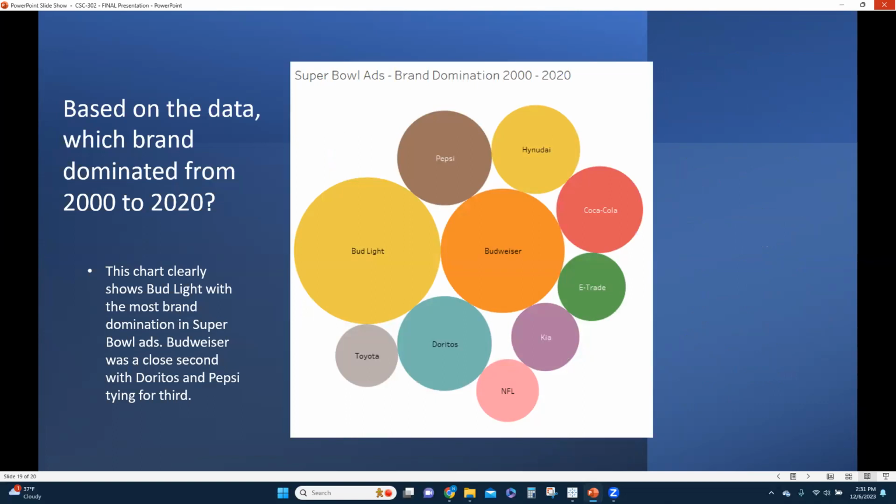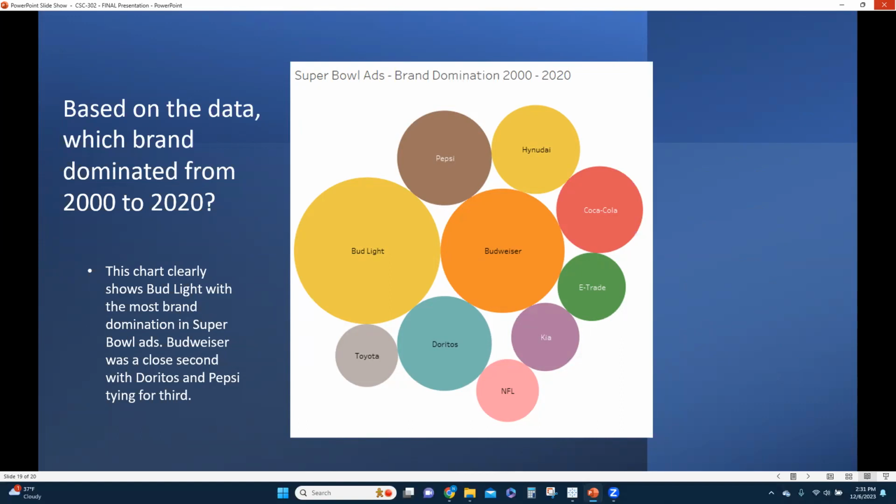Now let's look at the brand domination from 2000 to 2020, and based on the data, which brand dominated from this 20-year span. And this chart clearly shows Bud Light with the most brand domination in Super Bowl ads. Budweiser was a close second, with Doritos and Pepsi tying for third.